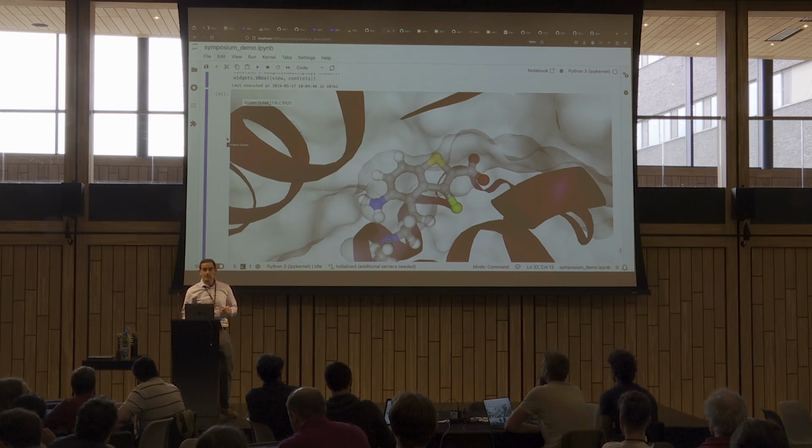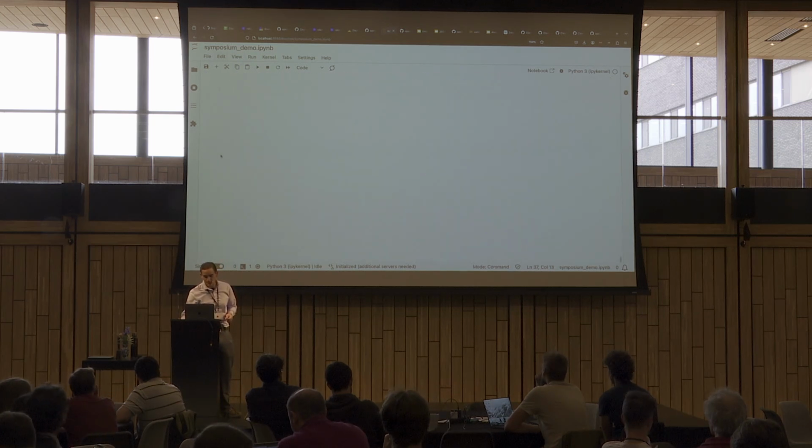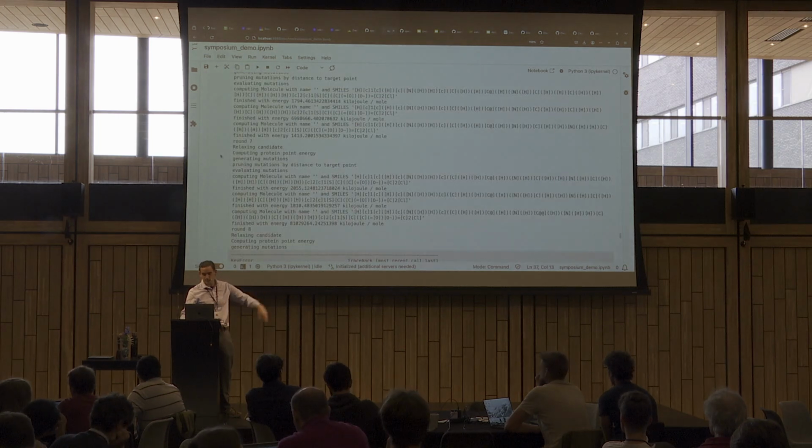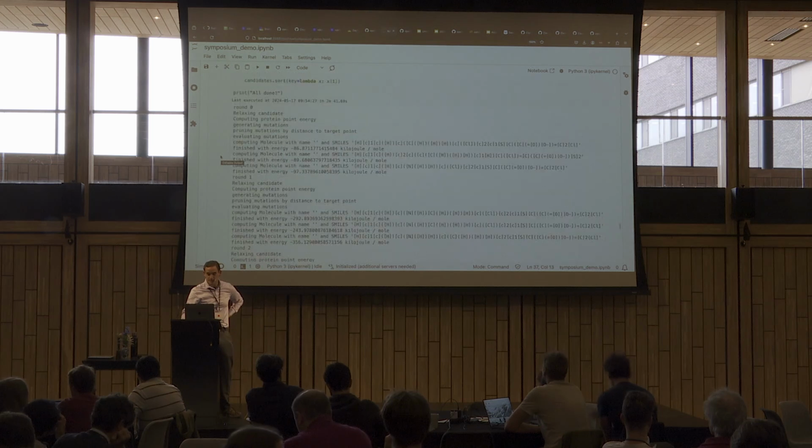Okay. The second question is, can you use RESP charges? Yes. You can just take in charges from an SDF, and you can use the charge from molecules argument when you create an interchange, and that will skip doing AM1-BCC charge calculation, and it will just use the exact charges.